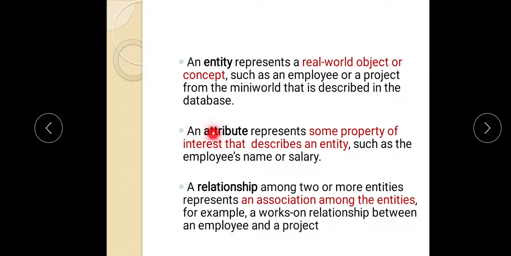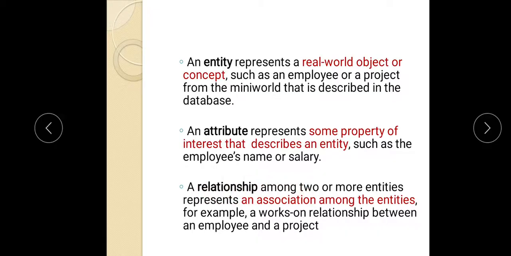Now attribute. What is an attribute? An attribute is a property that describes the entity. For example, employee is an entity. So what will be its properties? Employee number is a property, employee name is a property, employee salary is a property. That is called attributes. So an attribute represents some property of interest that describes an entity, such as employee name or salary.